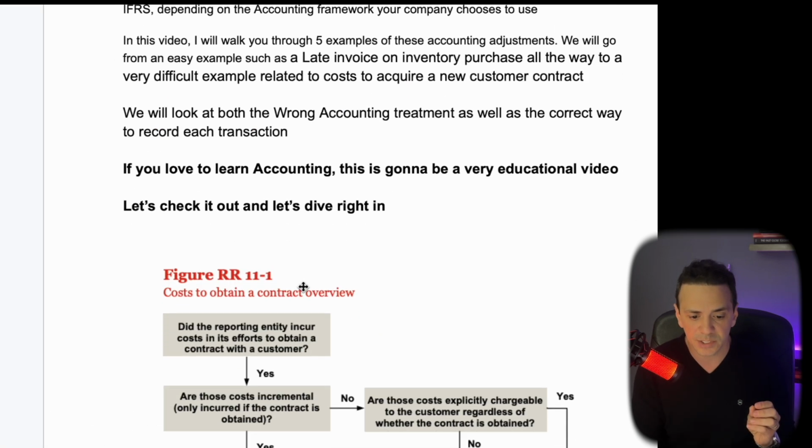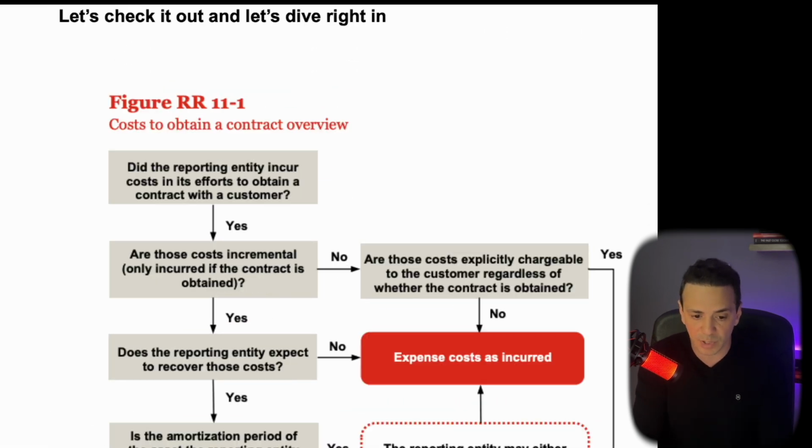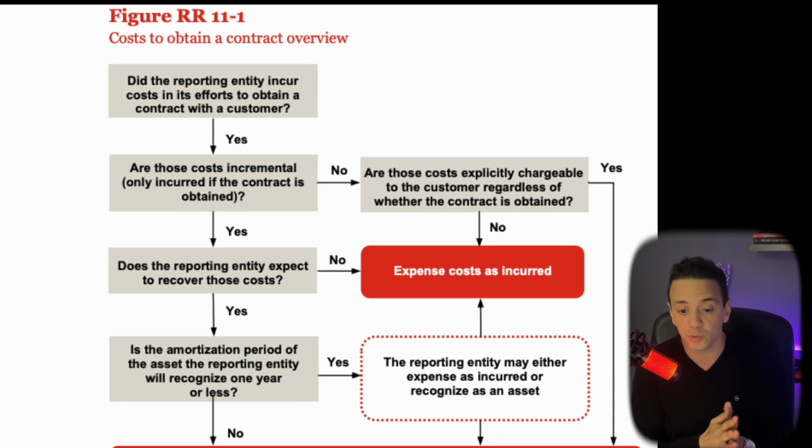screen. This diagram summarizes this process, the thought process of whether you would capitalize or expense the cost associated with the contract. So it says, did the company incur costs in its effort to obtain a contract with the customer? Well, yes. This is what we said here. We spent $200,000 in sales commission.